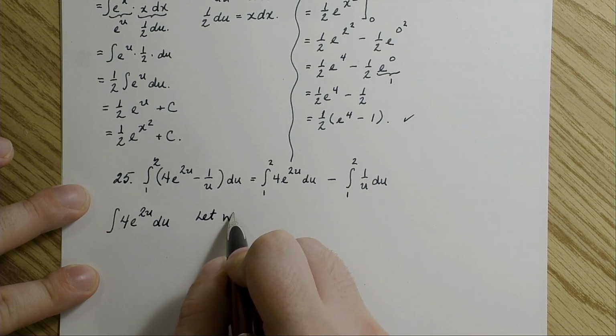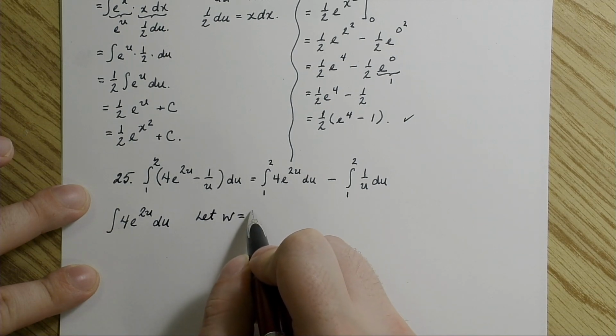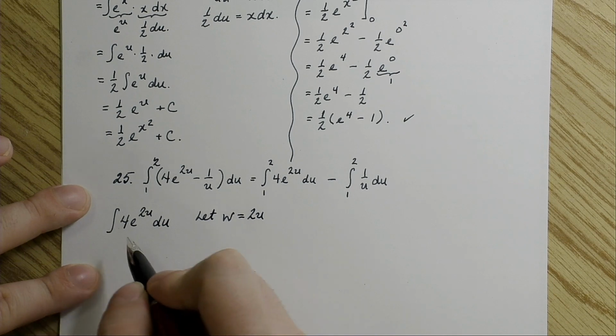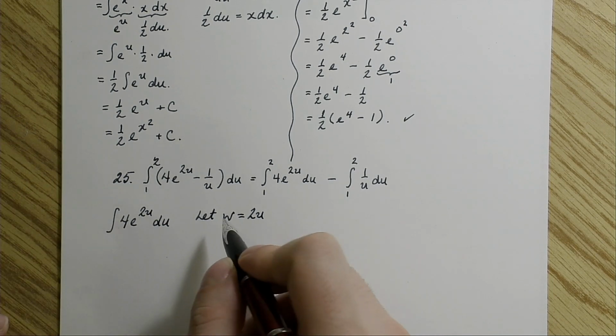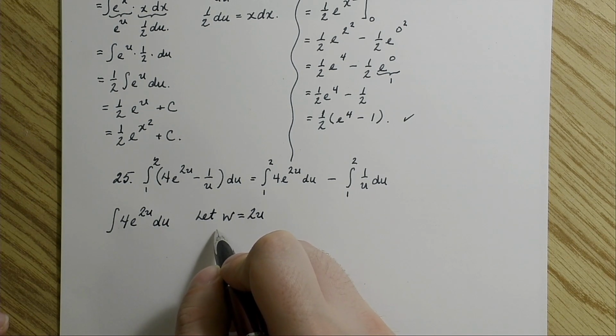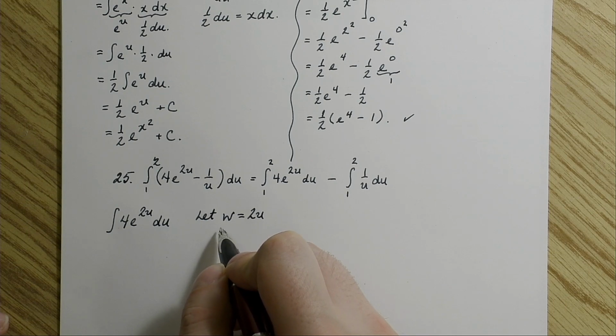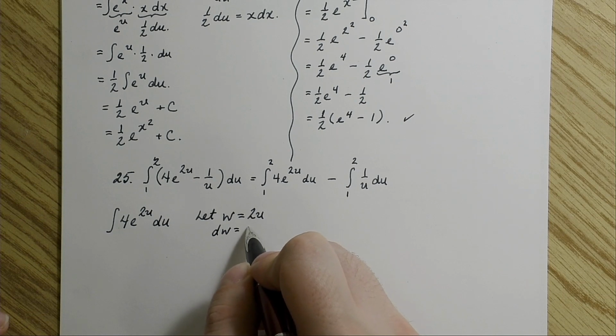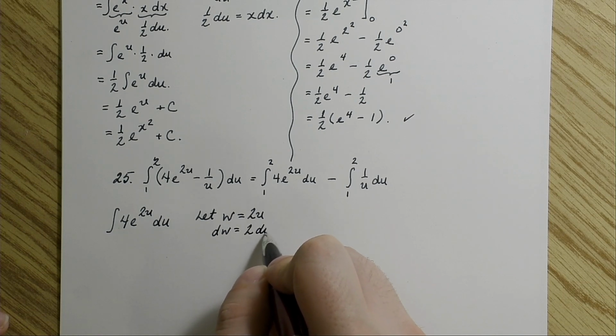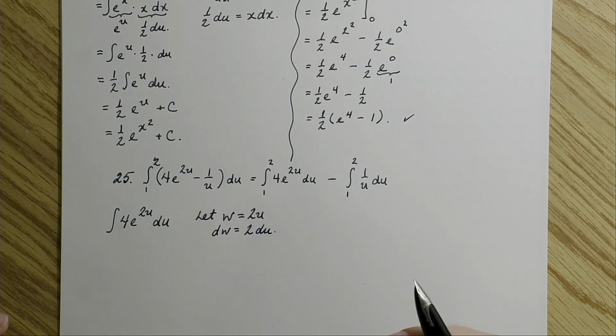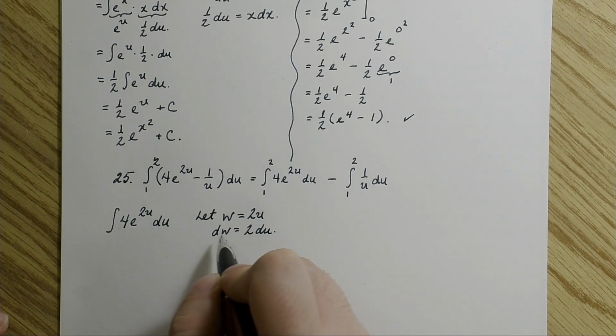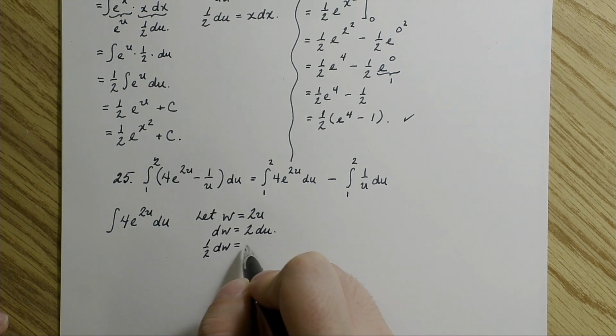So you let w equal 2u. And then if I differentiate that, I get dw is equal to 2 du. And I'll bring that over to the left-hand side here, so I get 1/2 dw equals du.